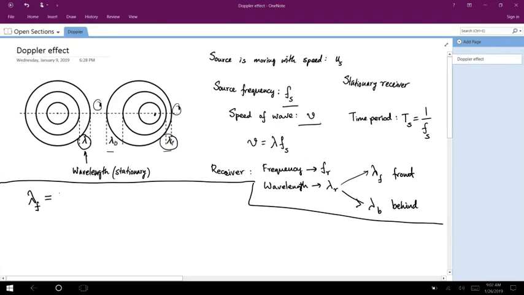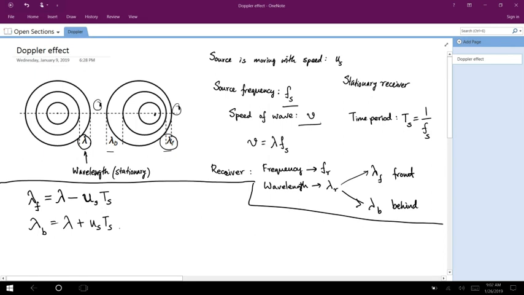So how do we figure that out? Well, if the source wasn't moving, this would have been lambda, but since the source is moving, the wavelength is reduced, so we have a negative sign. And how much is it reduced by? It's the amount that the source moved within one period: the speed of the source, Us, multiplied by the time period Ts, Us times Ts. That's how much the source moved, and hence how much the wavelength got decreased. Similarly, we can write lambda b is equal to lambda plus Us times Ts.